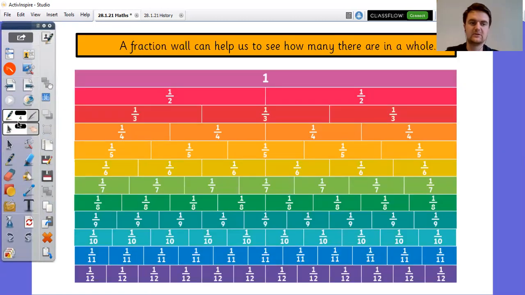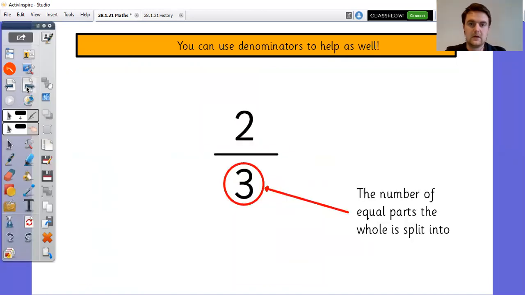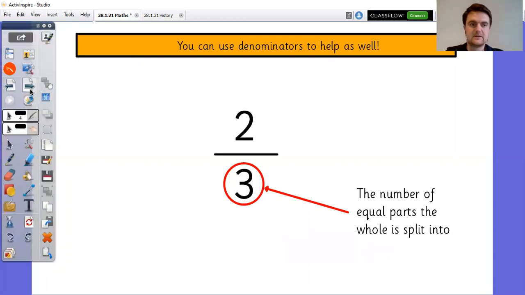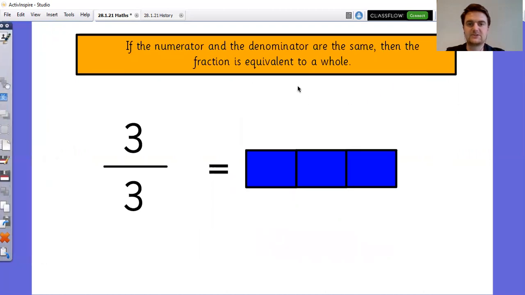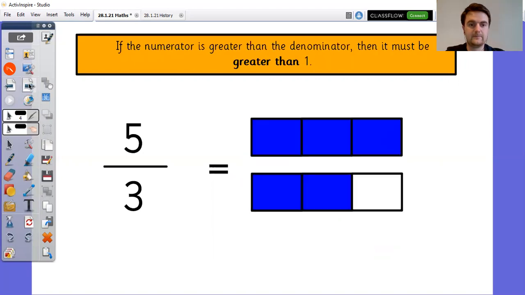A fraction rule can still be helpful for this as well. So I'll keep putting that up as a link so that you can refer to it. The denominators will help you as well to see how many parts it's been split into. So the denominator shows us the number of equal parts that the whole is split into. If the numerator and the denominator are the same, then the fraction is equivalent to a whole. So if I've got 3/3, then 3 of the 3 parts have been shaded in, which means that they've all been shaded in, which is the same as a whole.